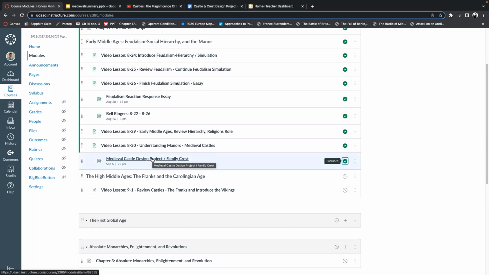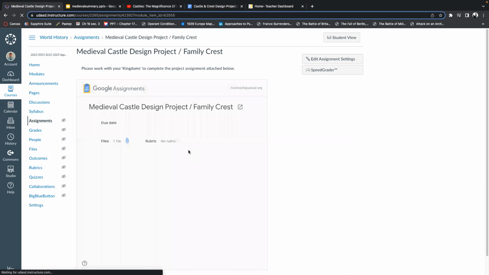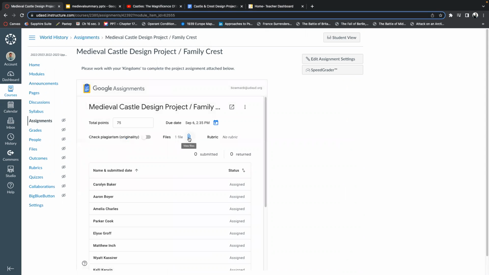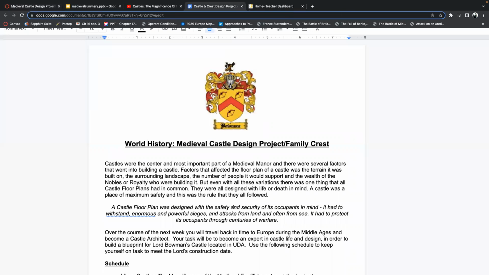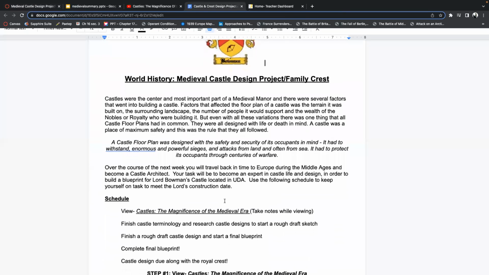Please follow along. Medieval Castle Design Project, Family Crest. And then you'll see the attachment here. It's a Google Doc. Click right here on the file, and it will bring it up. There you go. This right here. So, real quick, what I'm looking for.